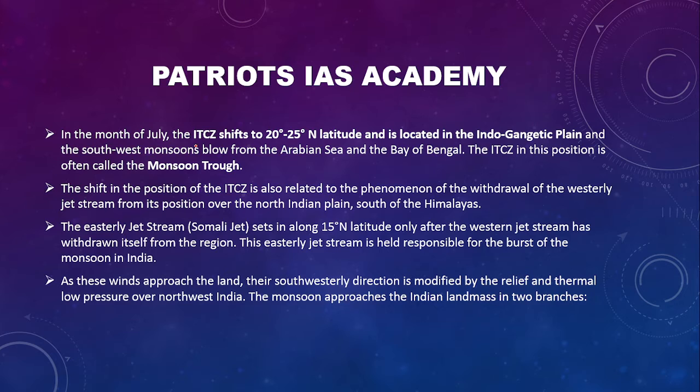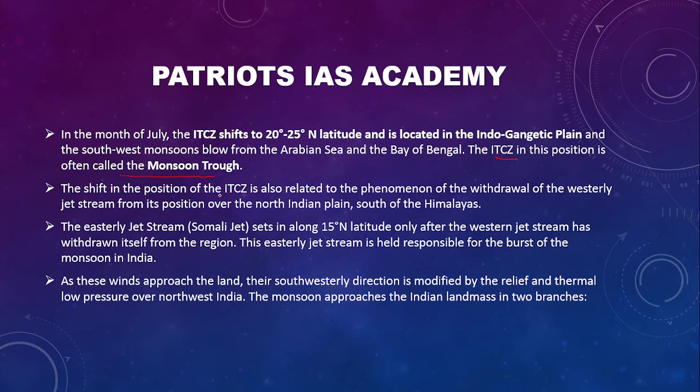In the month of July, the intertropical convergence zone shifts to 20 to 25 degrees north latitude and is located in the Indo-Gangetic plain, and the southwest monsoon blows from the Arabian Sea and the Bay of Bengal. The intertropical convergence zone in this position is often called the monsoon trough.